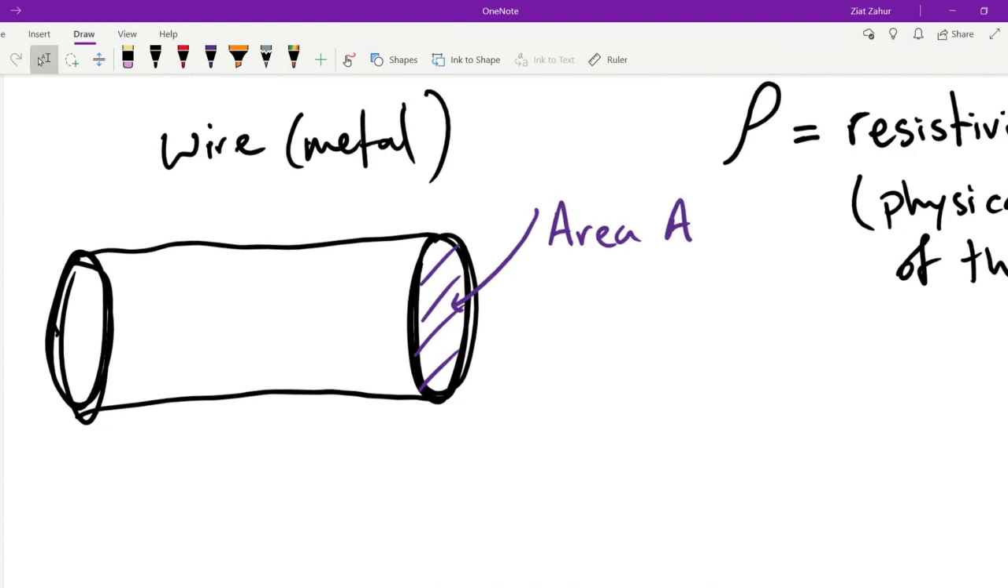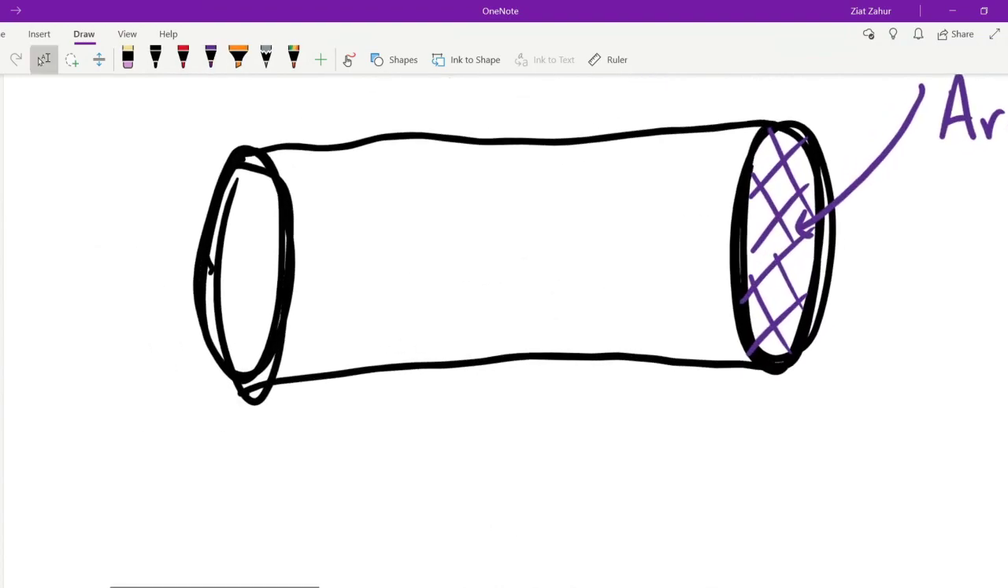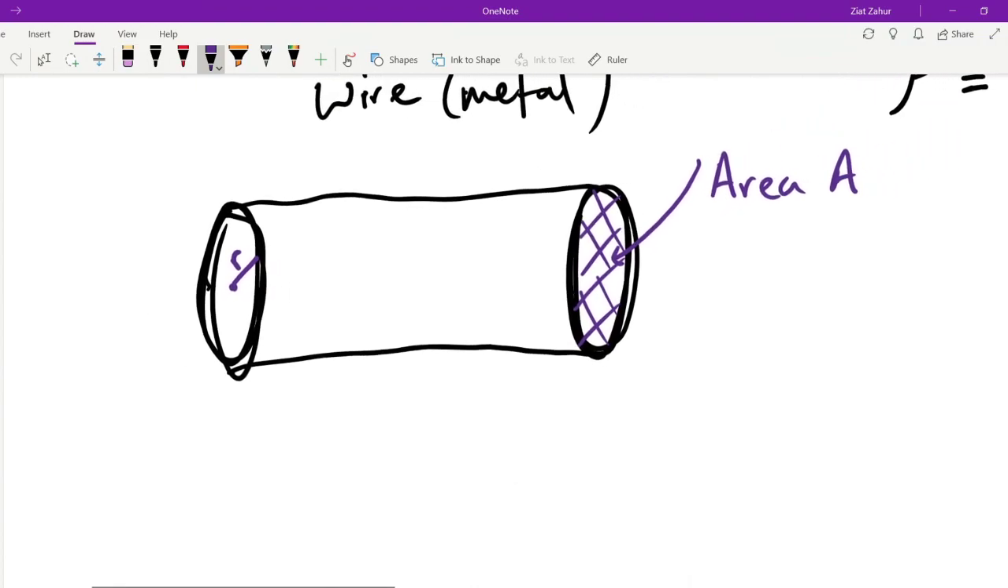Area A. Now, if it's nice and circular, how do we find the area? Well, we need to know what the radius is. It has a certain radius r, and if I know that radius, the area would be pi r squared. It's only pi r squared if it's a nice circular cross section. So if it's a cylindrical wire and you cut the wire, you'll see that the face is basically a circle with some radius r.